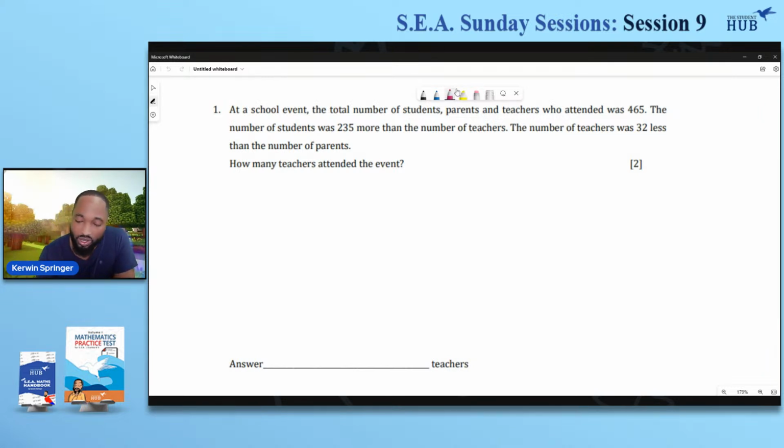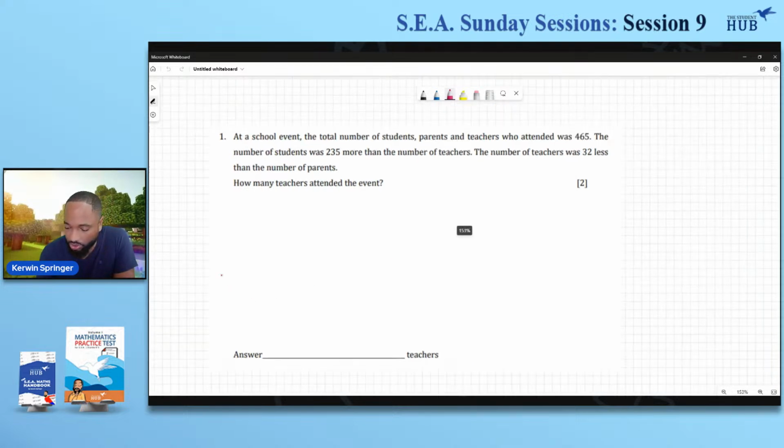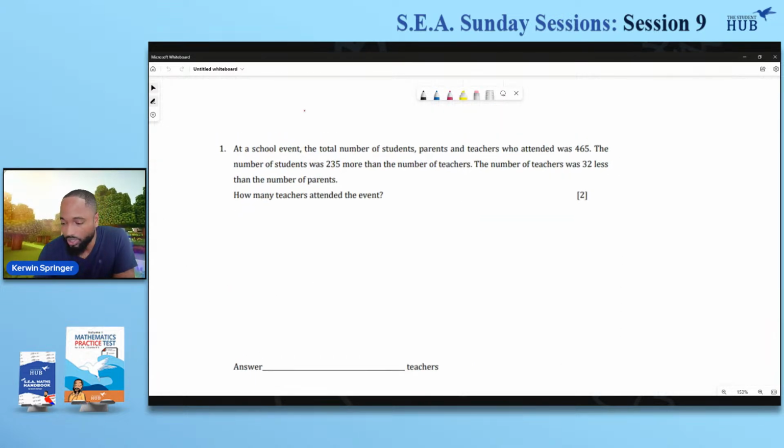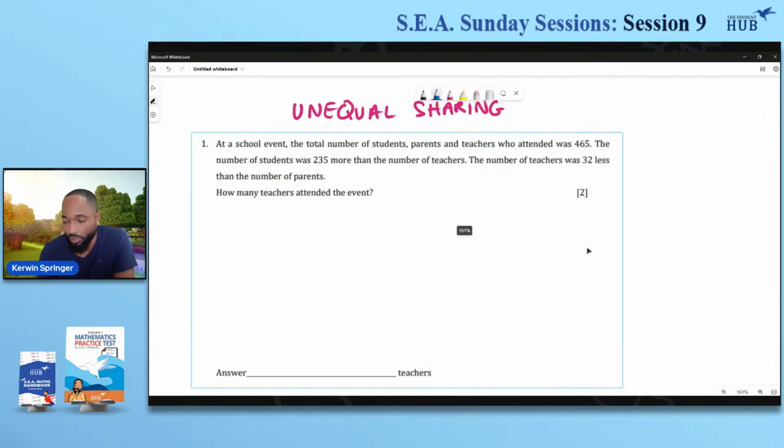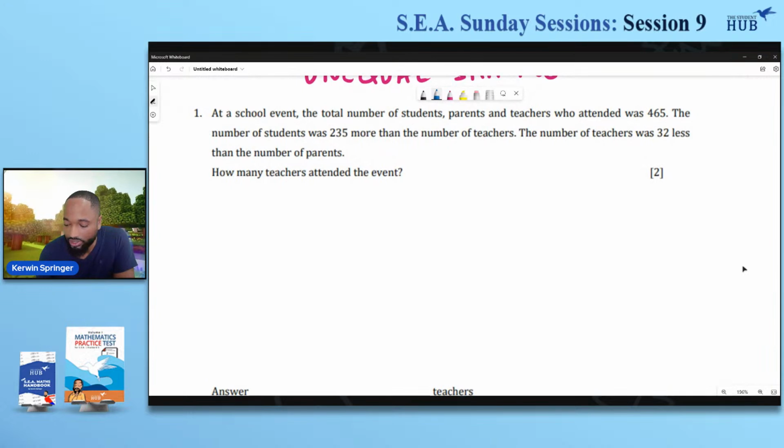What we are doing today is unequal sharing, as the title of this video should show. I am not going to go deep into the explanation of unequal sharing, because there's a video on my channel that does just that. So you can always search up Cohen Springer unequal sharing and see the breakdown. What I'm going to do, however, is do a bunch of unequal sharing questions so that you can see the different techniques used in unequal sharing. One of the main techniques that I will use is what I call the block diagram.